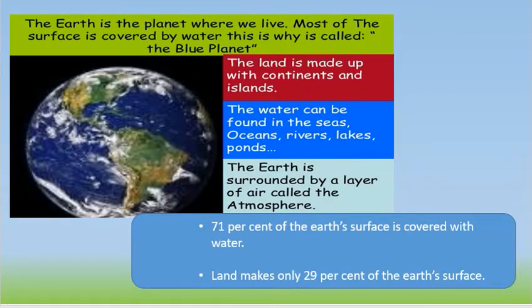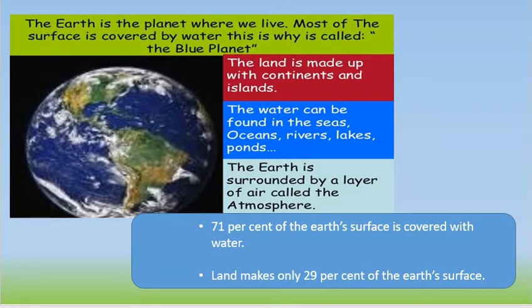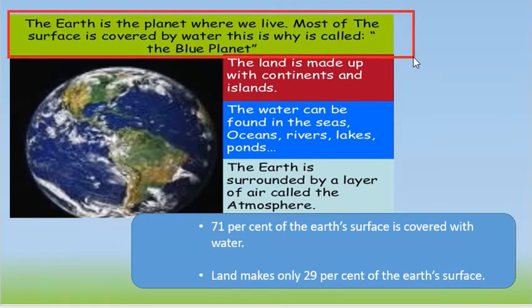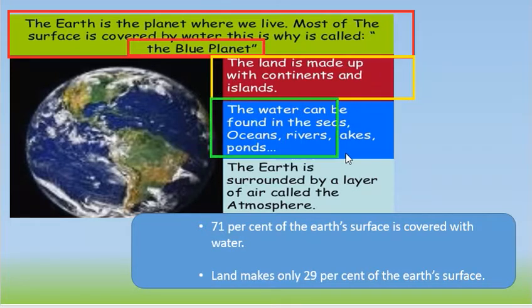As we know, the earth is the planet where we live. Most of the surface is covered by water. That is why we call earth a blue planet. The land is made up of continents and islands. The water can be found in the seas, oceans, rivers, lakes and ponds.